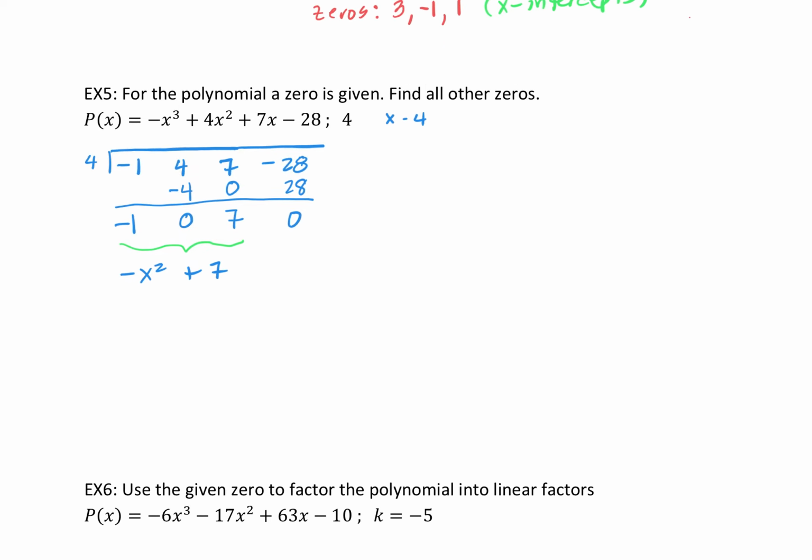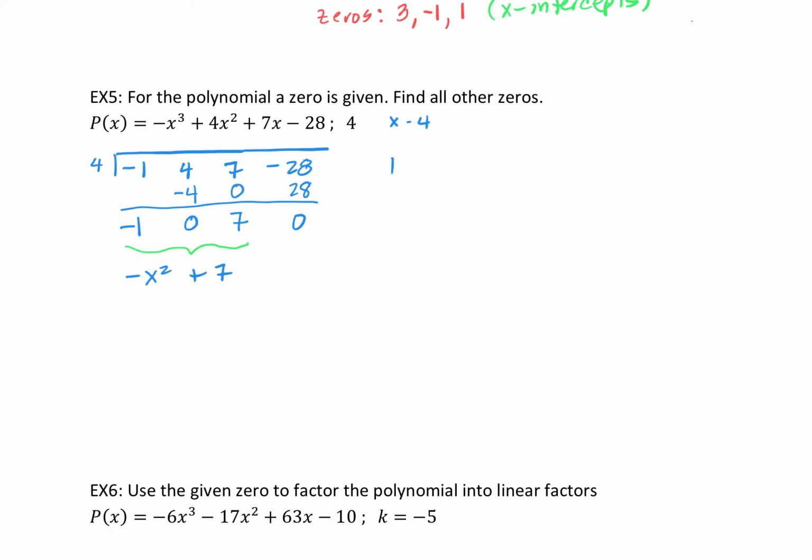What does this mean? Well, this means that p of x is equal to x minus 4, and then our quotient was negative x squared plus 7. And you can verify that by multiplying those together and seeing if you get our original p of x polynomial. So it says find all the other zeros.